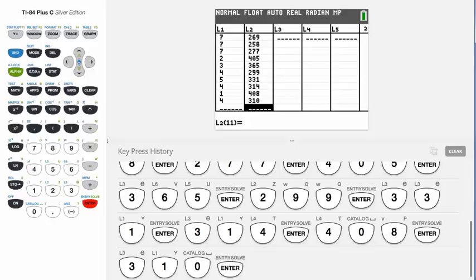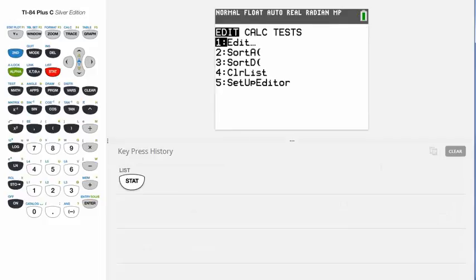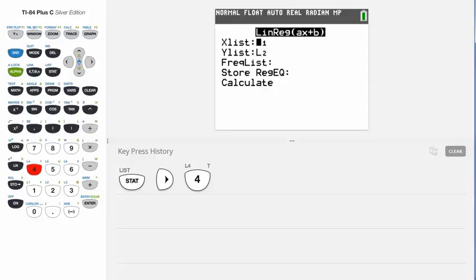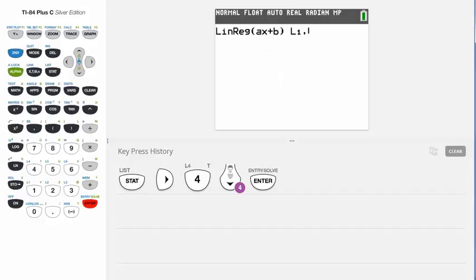Now I'm ready to find the linear regression. Stat, over to Calc. I want number 4, linear regression. My X list is L1, my Y list is L2. I don't have a frequency list, and I don't need the y equals equation. So I'm going to go to Calculate, Enter.